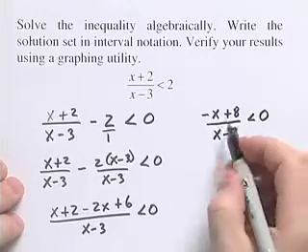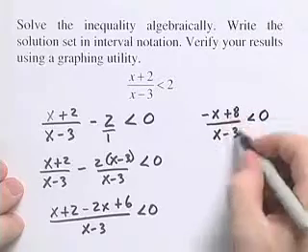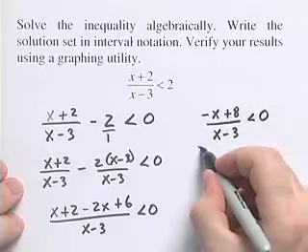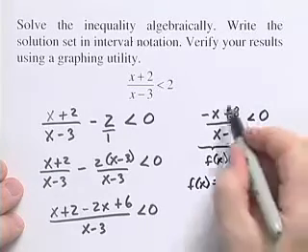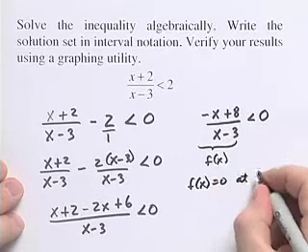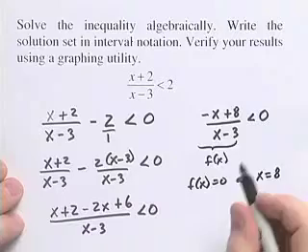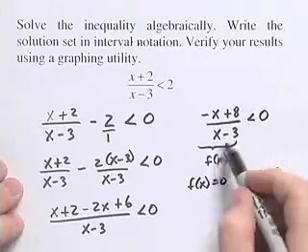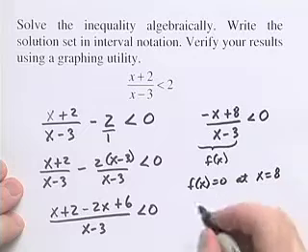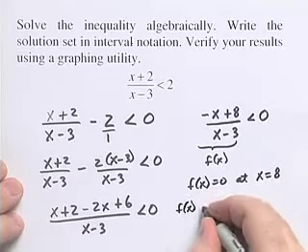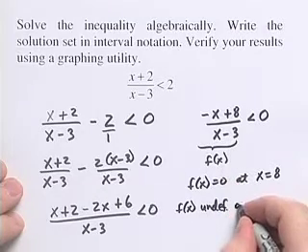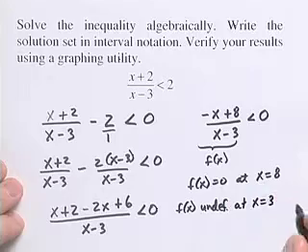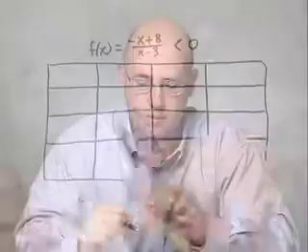What we want to do next is determine where this expression on the left-hand side is equal to 0. If we call this expression f of x, we'll see that f of x is equal to 0 where the numerator is equal to 0, and so that's at x equal to 8. We also want to find out where this expression, or f of x, is undefined. That's going to be where the denominator is equal to 0, and in this case, that's at x equal to 3.